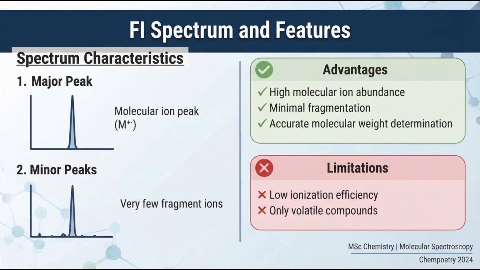So, today we learned the basic concept of ionization in mass spectrometry and then discussed field ionization, FI, in detail. The most important things to remember are soft ionization, strong electric field, electron tunneling, molecular ion formation, minimal fragmentation, and finally: strong field, electron out, molecular ions come about.